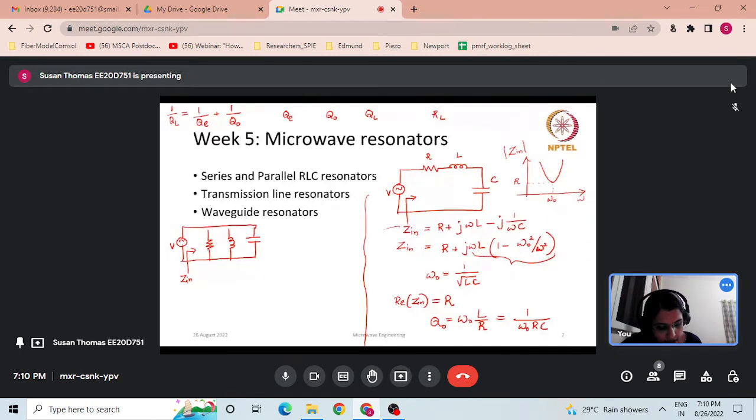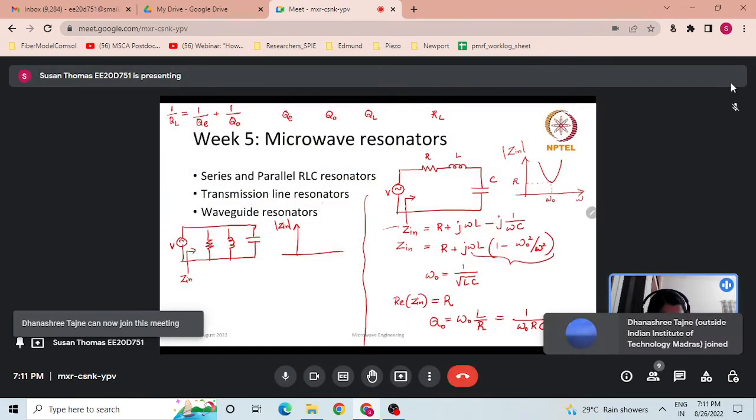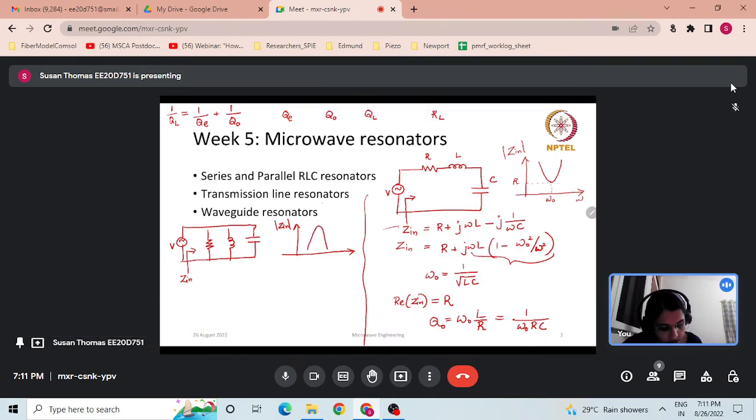So in this case, if you take the modulus of Zn, that means the magnitude of Zn, you get a graph like this. So Zn versus omega, and at the resonance, that means when omega is equal to omega naught, you have maximum impedance which is equal to R. So this is the maximum impedance and that is equal to R. So this is the case of a parallel RLC network.